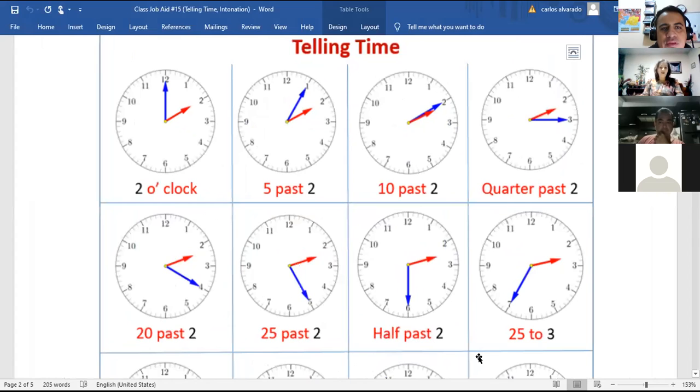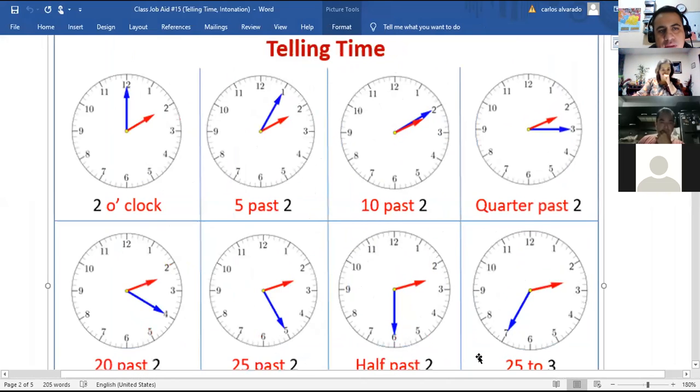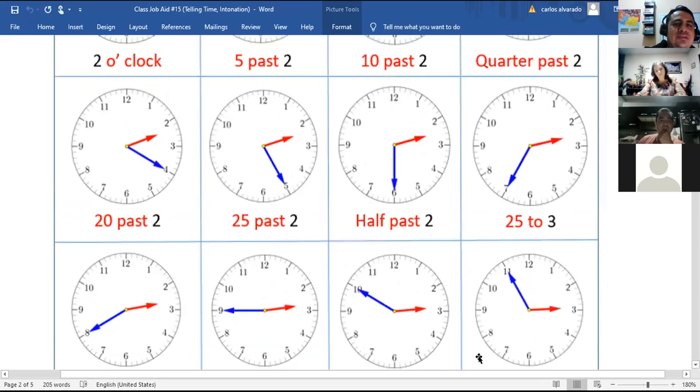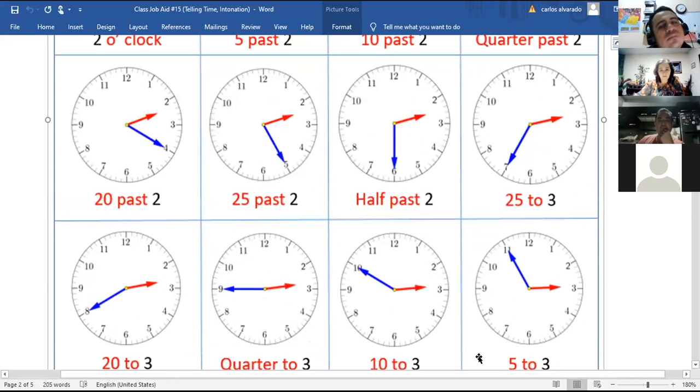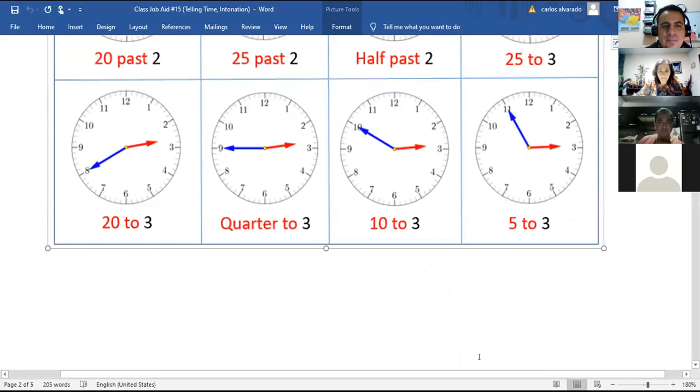You can practice here. Let's do a little repaso para que lo vean visualmente. Okay, en punto, 2:00, okay? 2:00. 2:05. 2:10. Sí. 10 minutes. Luego, 2:15. 2:20. 2:25. 2:30. 2:35. 2:40. 2:45. 2:50. 2:55. Good job. Excellent. Okay, so it's not difficult, right? Ahí lo pueden ver visualmente, right? Questions?